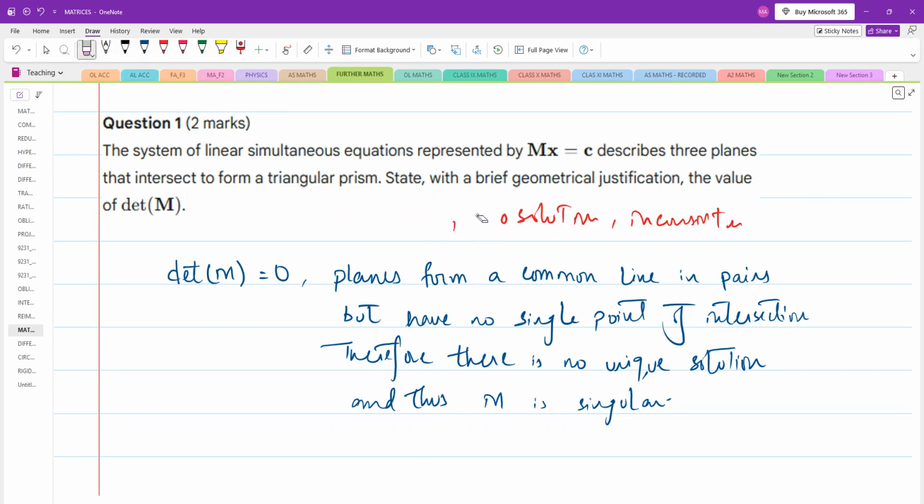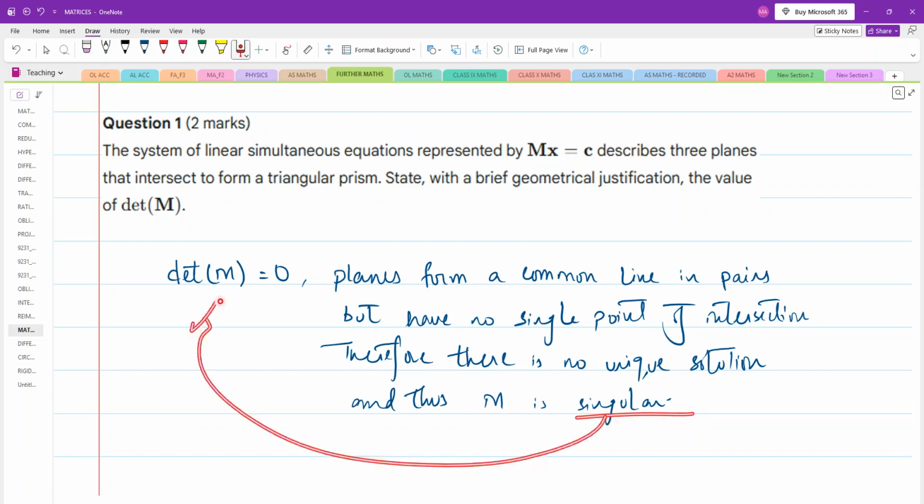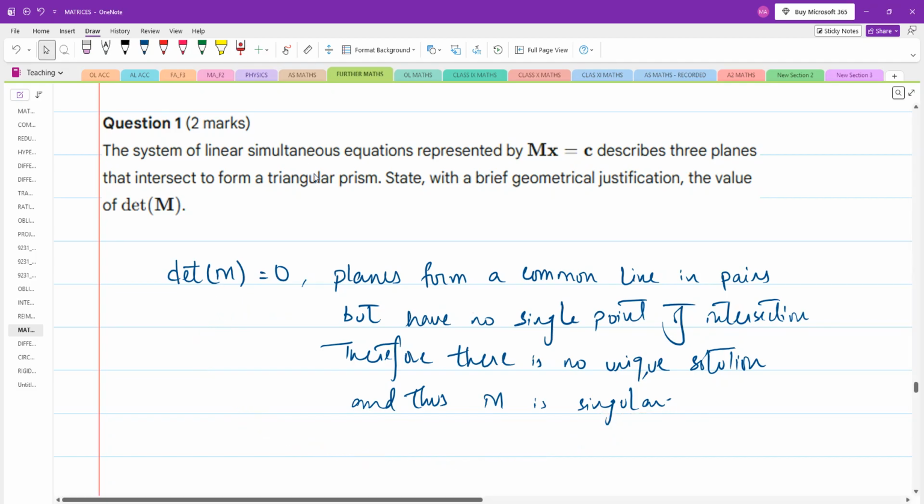So the justification is written down below. It says the determinant will be 0. Planes form a common line in pairs but have no single point of intersection. Therefore, there is no unique solution. And since there is no unique solution, the matrix M will be singular. And since the matrix M is singular, it means the determinant will be 0.